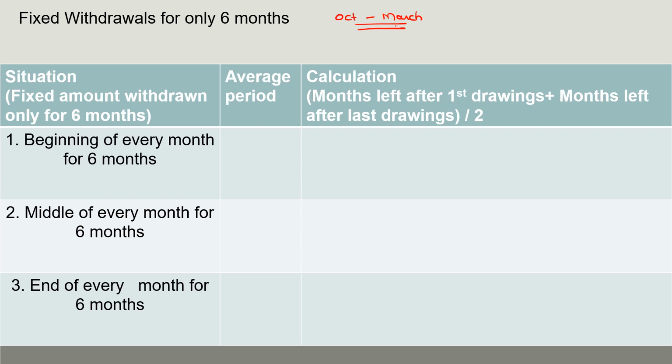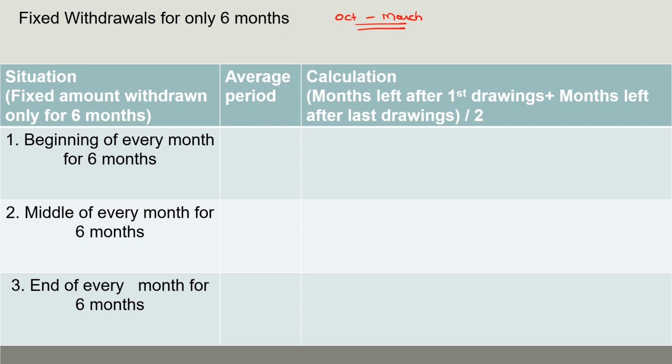The withdrawal has taken place. Then again we would be taking only 6 months into consideration. And therefore from October till March, there is a possibility of 3 different situations we'll face. During that 6 months, withdrawal could be made in the beginning of every month, or in the middle of every month for 6 months, or at the end of every month for 6 months. So in each of these cases, we will calculate the average period now.